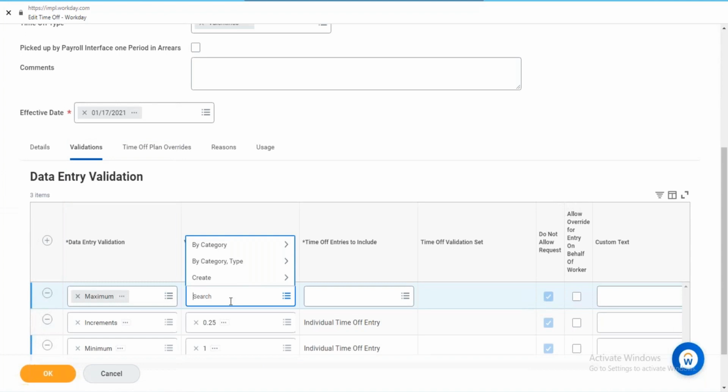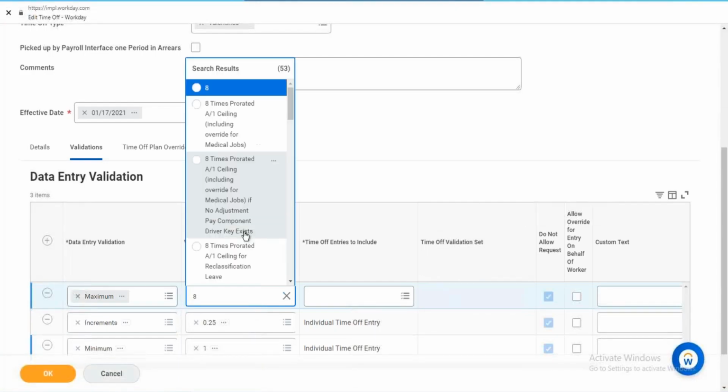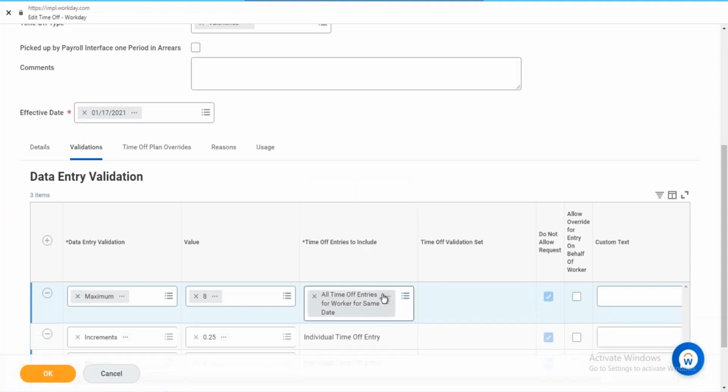And when we go to maximum, oh, this kept happening to me as well. It was so frustrating. So what do these two options mean? I actually told you yesterday. Can you ask for two time offs on the same day, like vacation 8 hours and sick time off also 8 hours requested on the same day? Okay, that's what it means. I'll note it down: all time off entries for the workers for the same date.